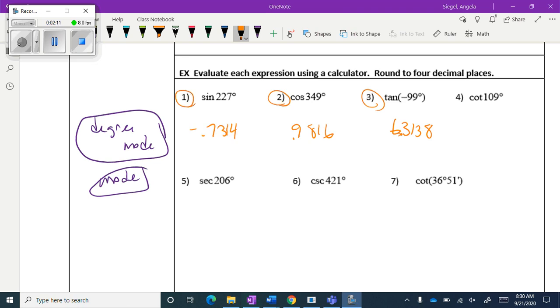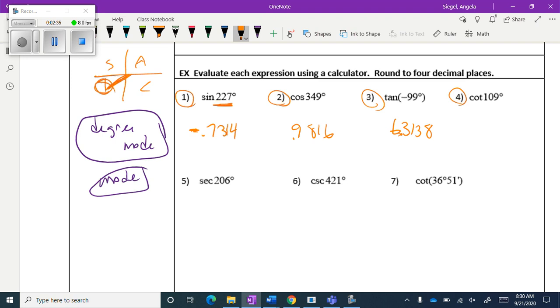Okay, if you'll notice, this kind of freaks people out sometimes, so I want to bring that up. It's negative because I have sine of 227 degrees, so that's in that third quadrant there. Sine is going to be negative there. So if you come up with a negative answer, don't fret about it. There's usually a reason for that.